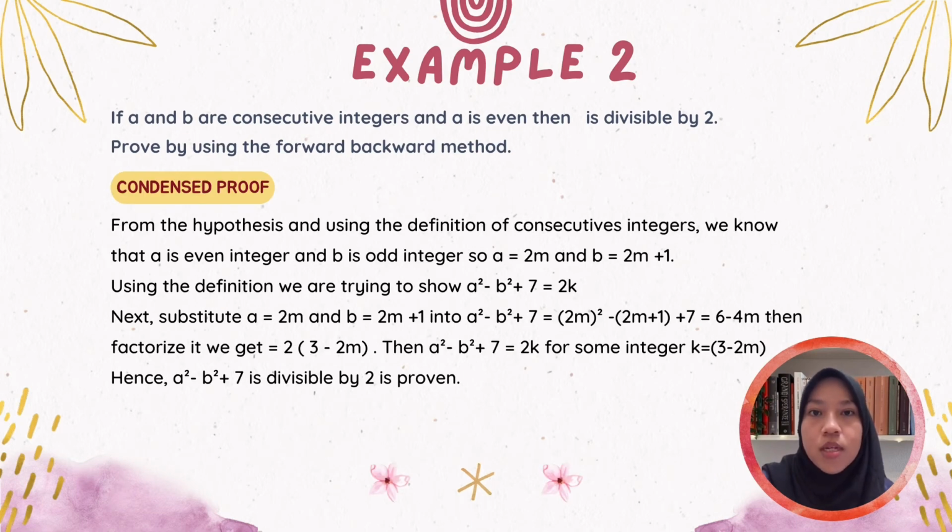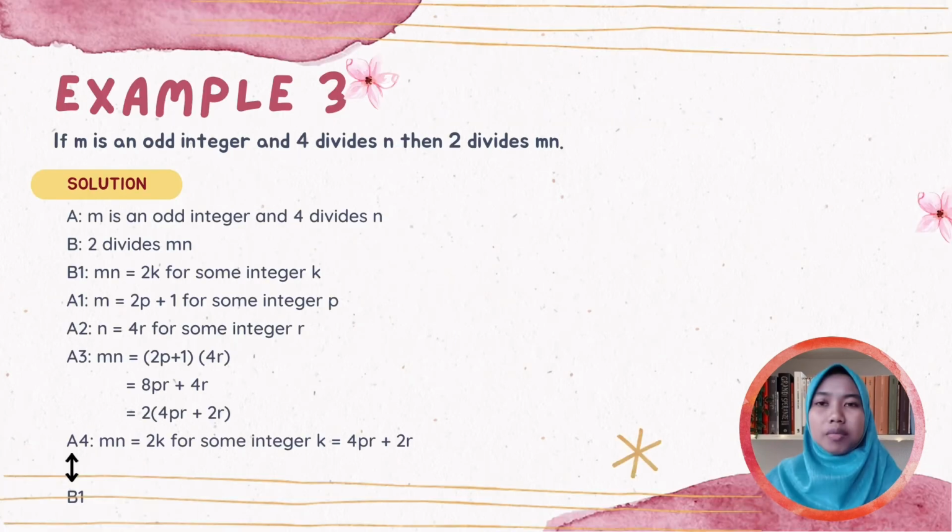For a condensed proof, you just summarize the analysis of proof into a statement and we get the answer like in this video. Next, example 3. If m is an odd integer and 4 divides n, then 2 divides mn. By using analysis of proof, I will explain how to prove this proposition. Okay, A: m is an odd integer and 4 divides n. Next, B: 2 divides mn.